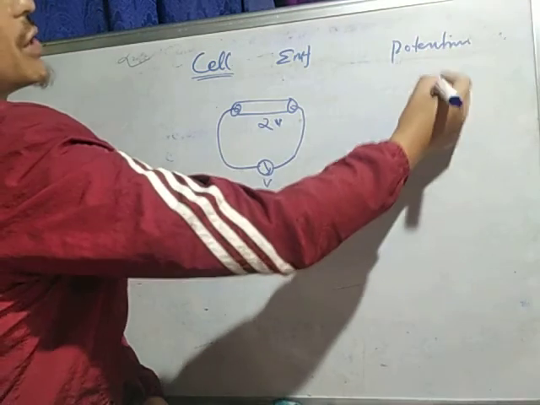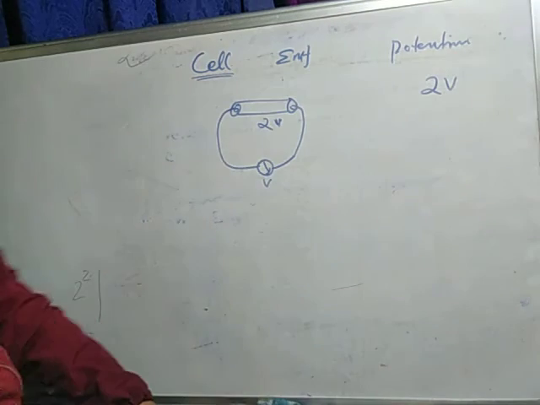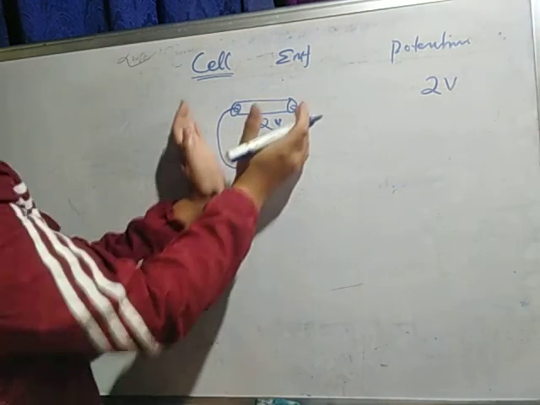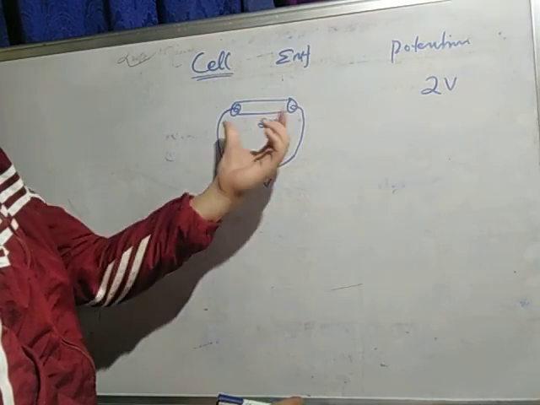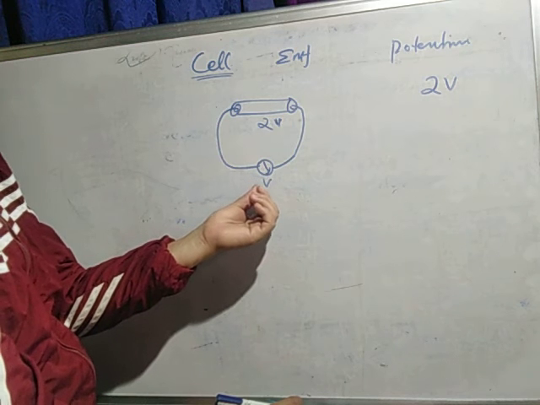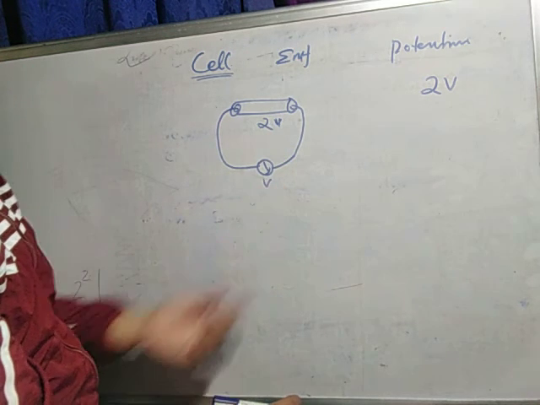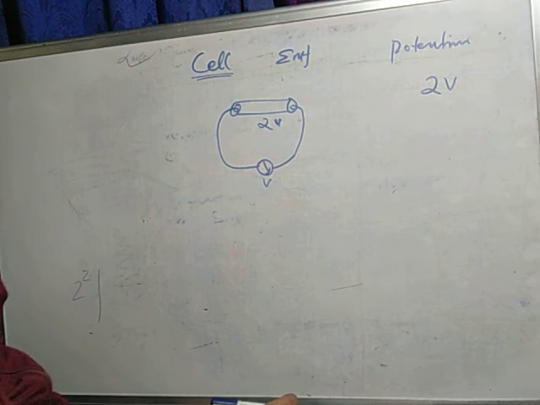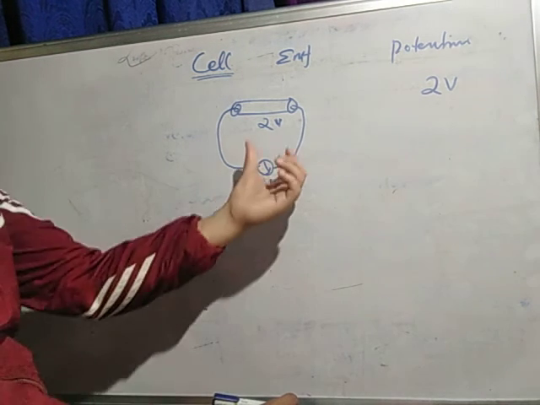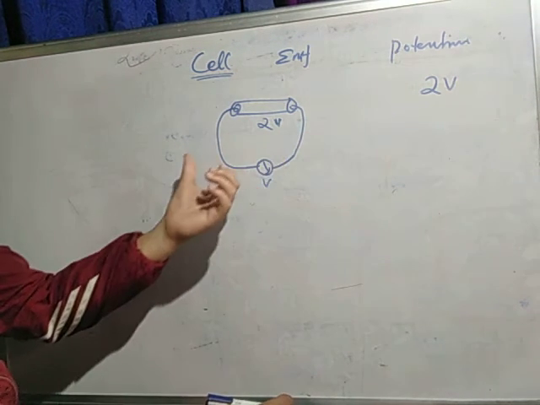Potential is your 2 volt, isn't it? So now what happens whenever you connect with your voltmeter, you will not get the 2 volt. Okay, what happens? Let's see.